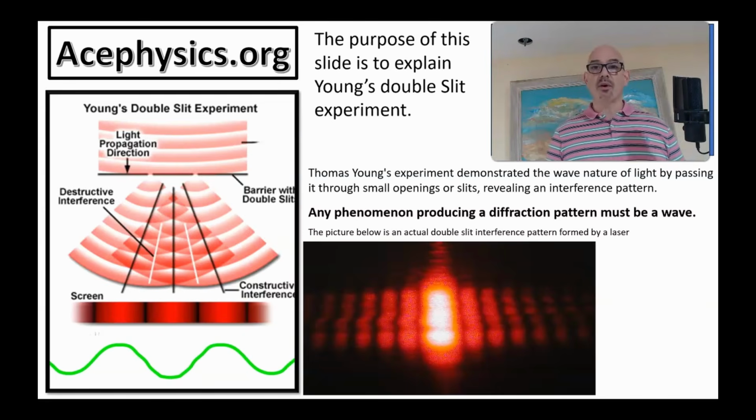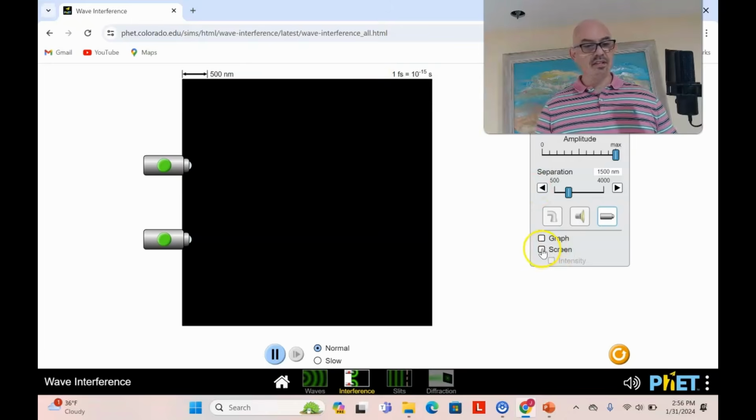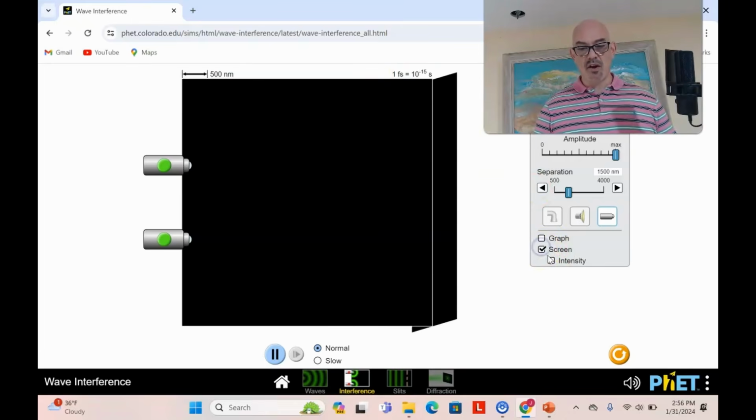If you had water waves going through the slits, the water waves would also form an interference pattern. Any waves, not just light, any waves form an interference pattern. This is a simulation from the University of Colorado.